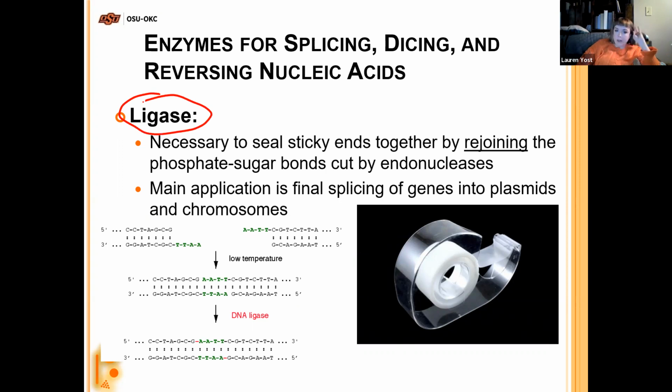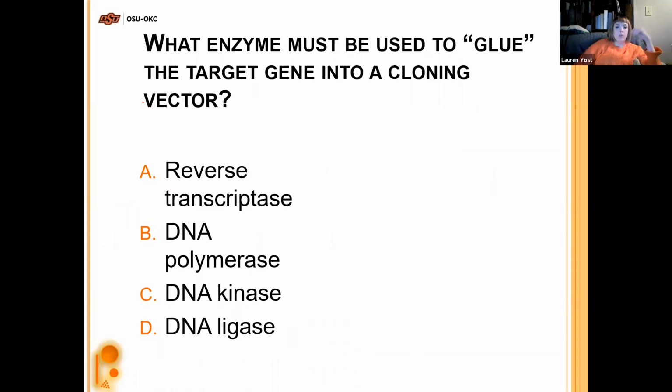It's going to seal it all back together. If you don't seal it back together, it doesn't work. It's just pointless to have even done it. Okay, so what enzyme do we use to glue the target gene into a cloning vector? And that's just what we were talking about just now. That is that DNA ligase that's down here.